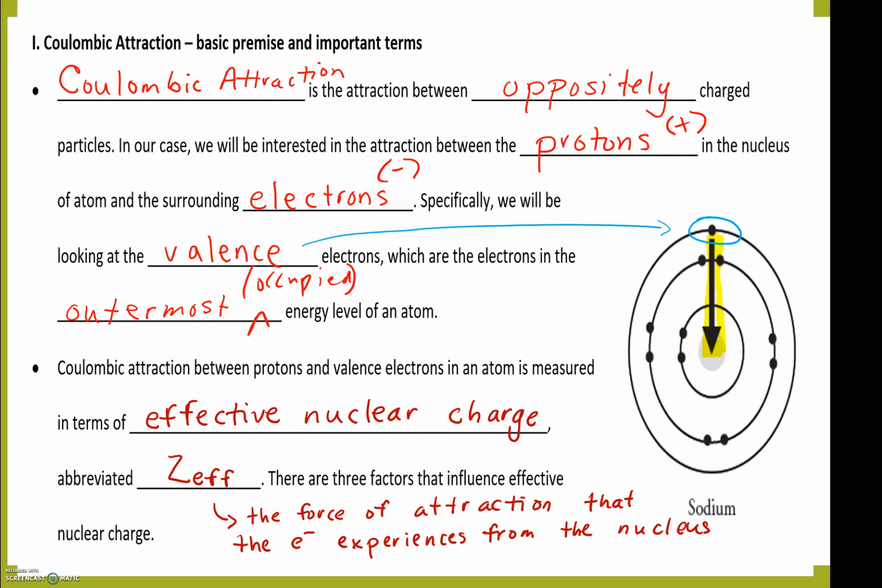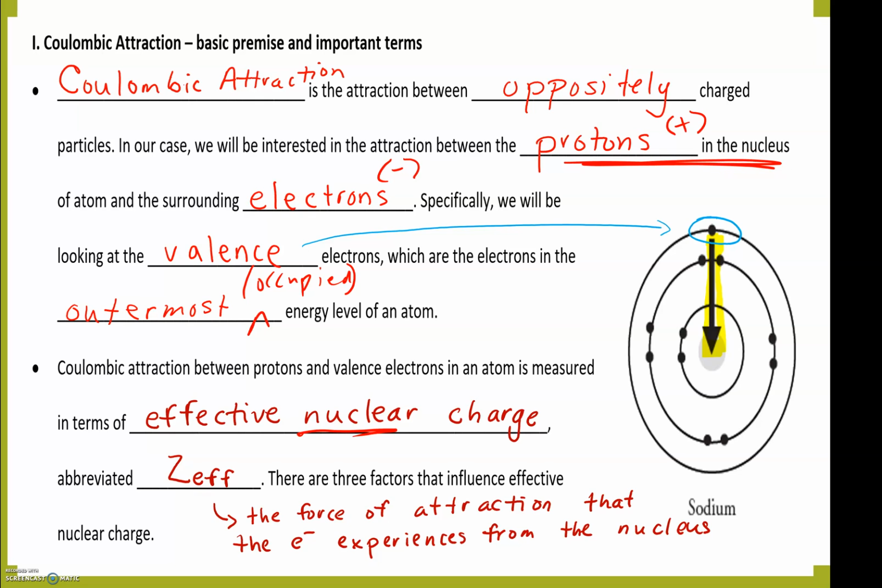Let's go to the second bullet. Coulombic attraction between protons and valence electrons in an atom is measured in terms of effective nuclear charge. Fancy word again. Another one of those $50 words. What's the deal with those? Well, nuclear means in the nucleus. What's in the nucleus again? Oh yeah, the protons. We set that up here. The protons are in the nucleus.